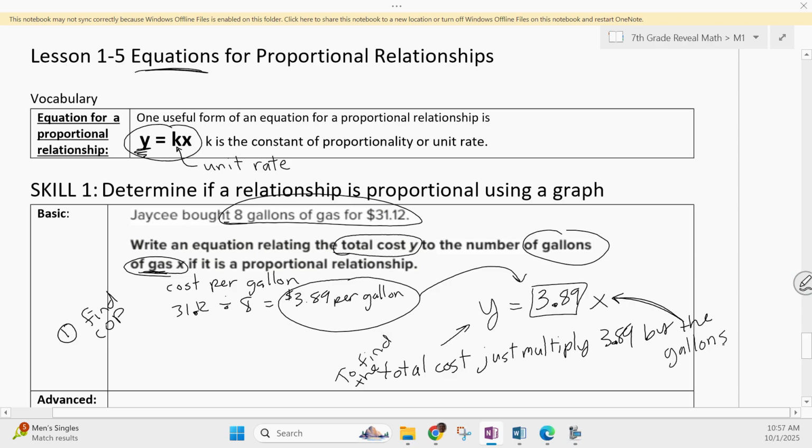What if I wanted to find how much 10 gallons of gas would cost? What would I do? Exactly. That's what this is saying. It's a really simplified, mathy way to say, if I want to know the cost, I just multiply the money times the gallons. So you'd say 3.89 times 10 would equal the total cost. This is confusing at first, but once you get used to it and really see the y as meaning total cost and the x as meaning gallons, it makes more sense.